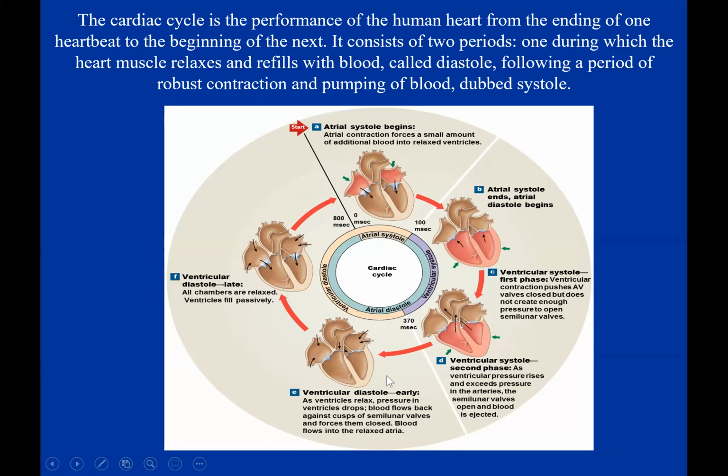So that's the cardiac cycle that's written out here. Atrial systole, and then followed by atrial diastole, followed by ventricular systole, followed by ventricular diastole. So this is the cardiac cycle, and it is under the control of the pacemaker cells, SA node, AV node.